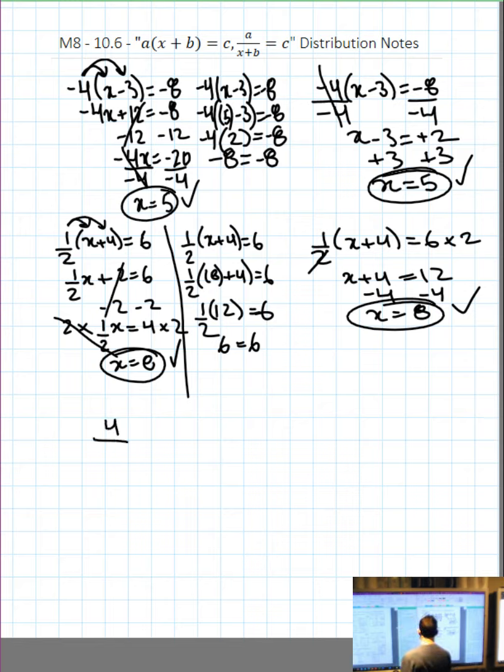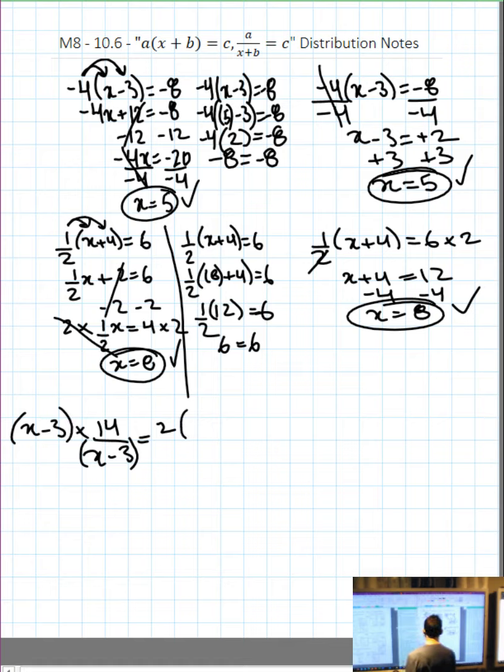Next question, 14 over x minus 3 equals 2. So, in previous sections, we've seen stuff on the bottom. And if we have something on the bottom, we just want to times both sides by that thing on the bottom. So I have x minus 3 on the bottom. I'm going to put brackets around it, and I'm going to times both sides by x minus 3 with brackets. Correcting my work there. On the left-hand side, I have x minus 3 over x minus 3. I can cross those off.